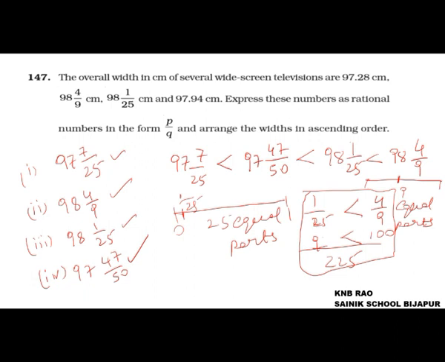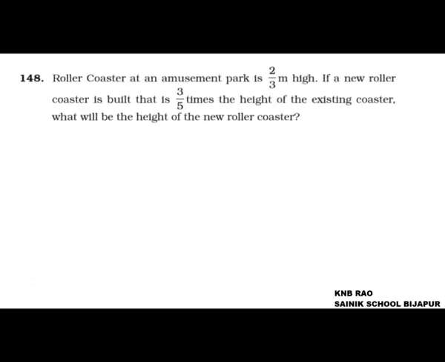Students, next question, 148th question. In this 148th question, the roller coaster at an amusement park is 2 by 3 meter high. So the height of the roller coaster in an amusement park is given. So it is also a working question. You need to write with proper working steps.